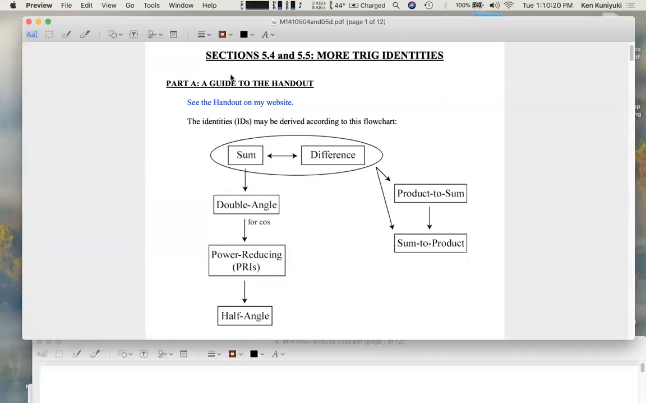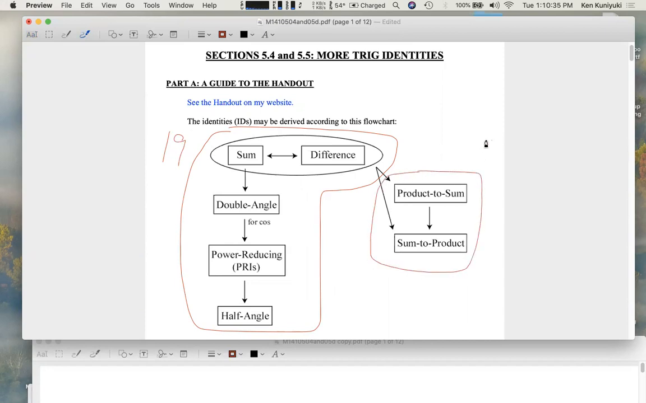Hi everyone. In sections 5.4 and 5.5, you will need to be able to know or figure out 19 identities and be able to use 8 more once you see them. So 19 plus 8, in a way, 27 more.